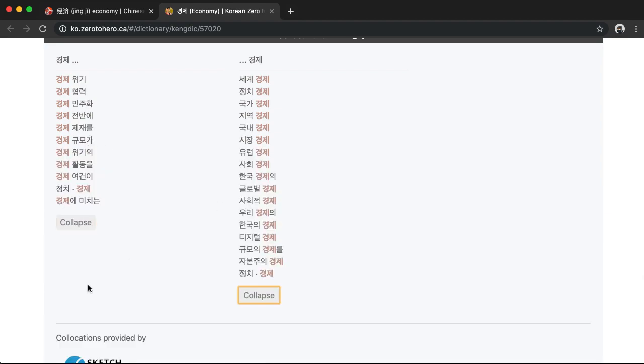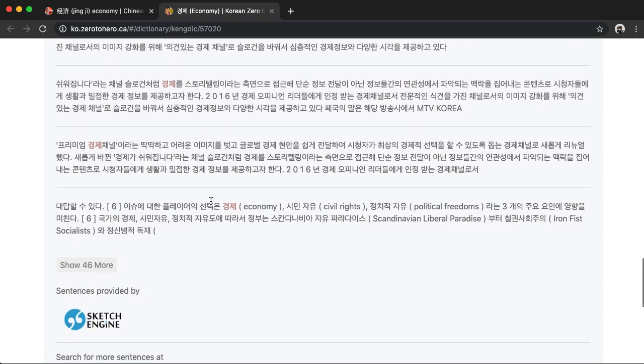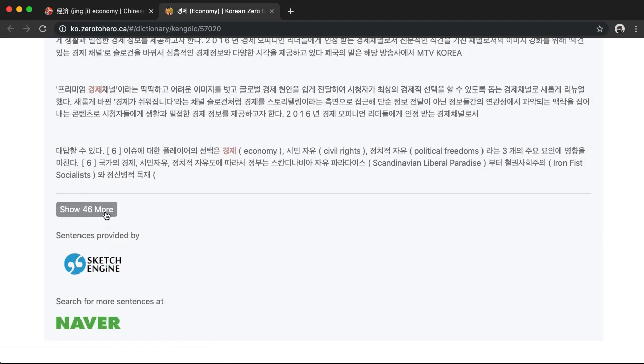Unfortunately, Sketch Engine doesn't have a lot of collocations for Korean words, but it does give you Korean collocations of the word on the left as well as on the right. For example, 경제 on the left, you get 경제 위기, which is economic crisis, 경제 협력, which is economic cooperation, and something 경제. For example, 세계 경제, world economy, 정치 경제, political economy, 국가 경제, country's economy, etc. And lots of example sentences. You can click on this to show 46 more.